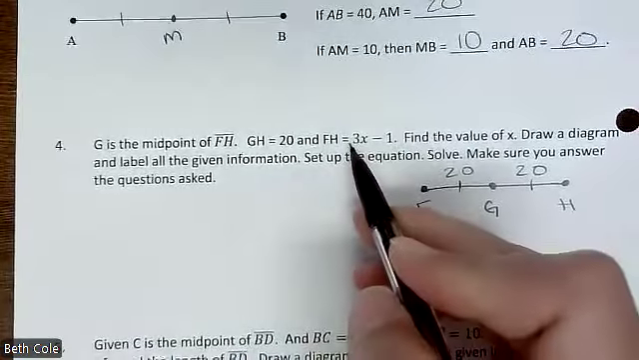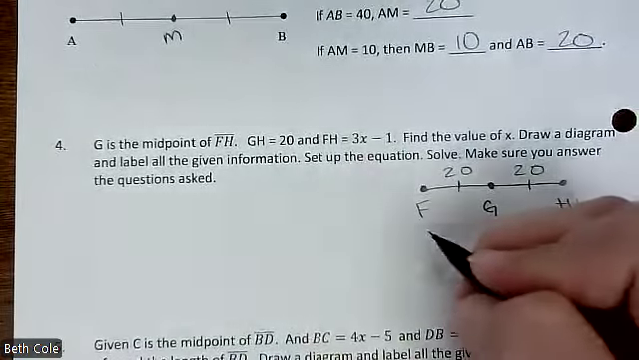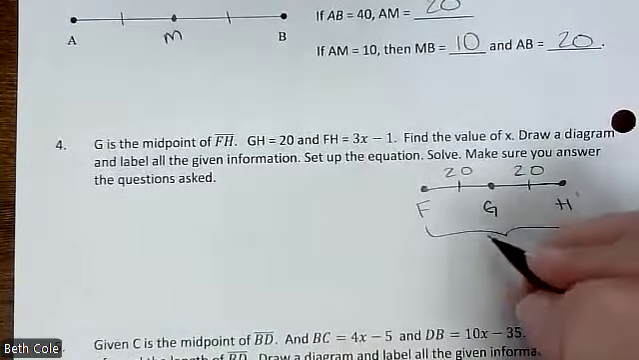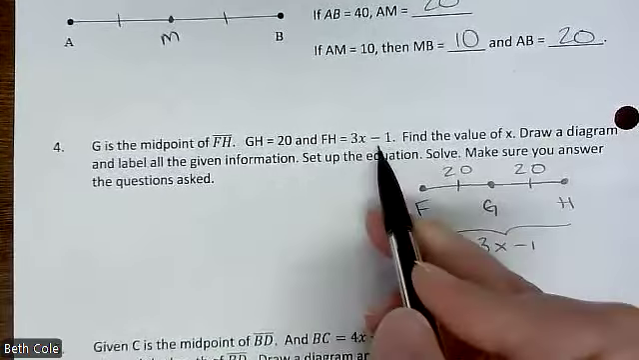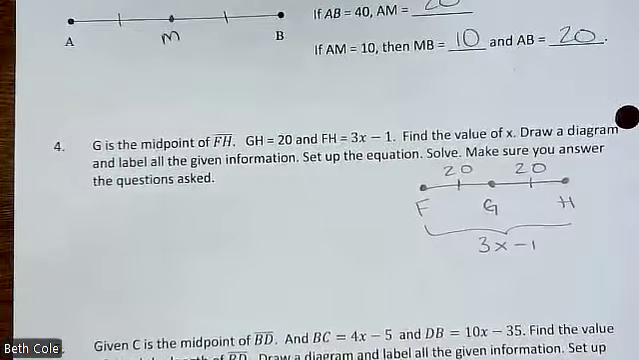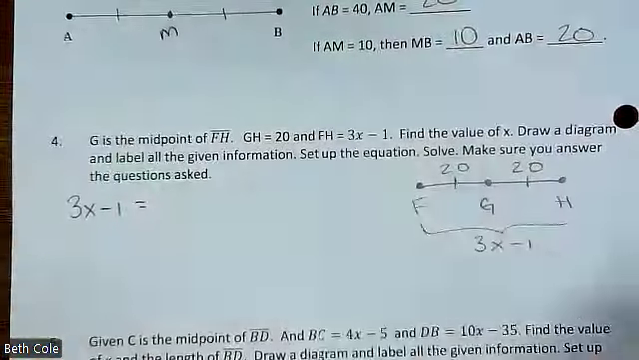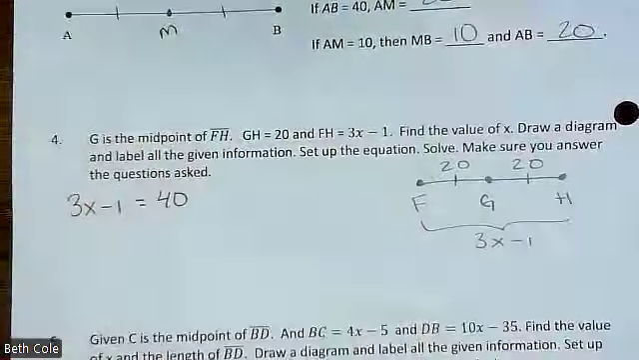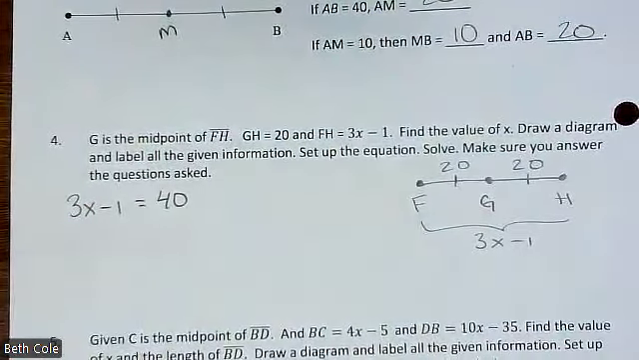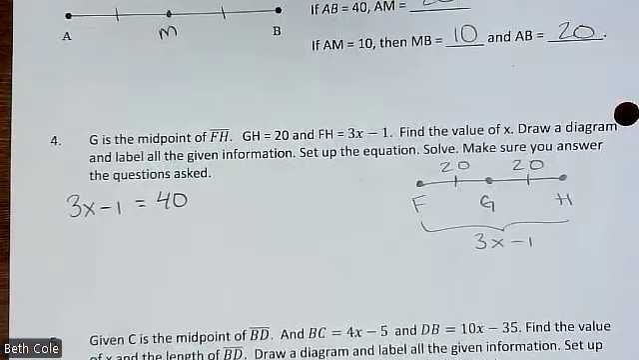All right. And then we're also told FH, which is the whole thing, equals 3x minus 1. So we would set 3x minus 1 equal to 40, because 20 plus 20 is 40. That's the whole thing. And then we're just going to solve that.